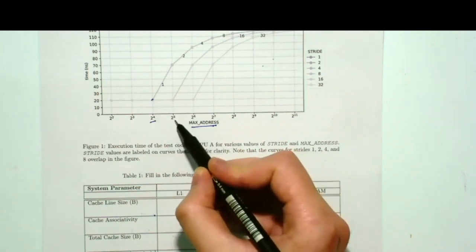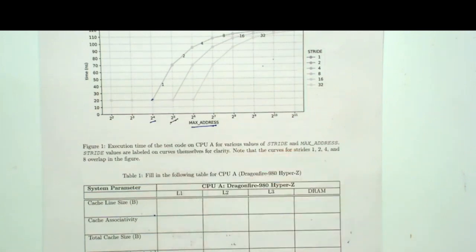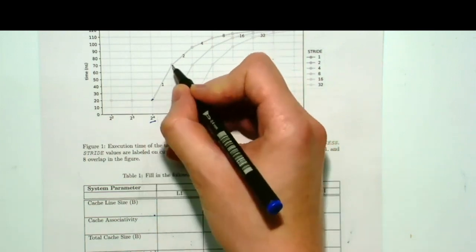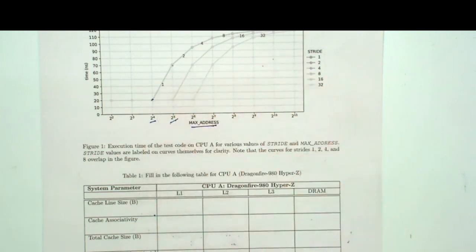But once we get to 32 bytes, we start seeing cache misses. So the latency increases here when the stride is 1. This means that we are touching 2 times more cache lines than can fit in the L1 cache. Is this clear?